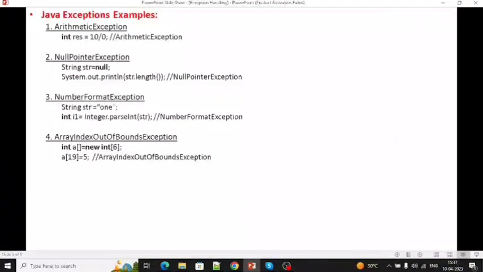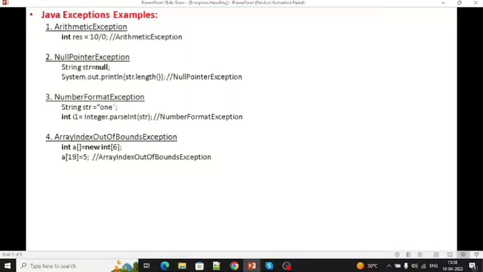Here we can see a few examples. First is ArithmeticException. So here int res = 10 / 0. So here we are dividing 10 by 0. So here we will get ArithmeticException.